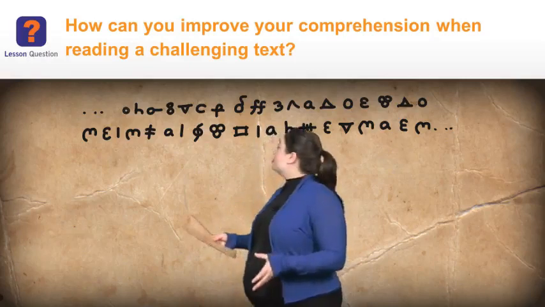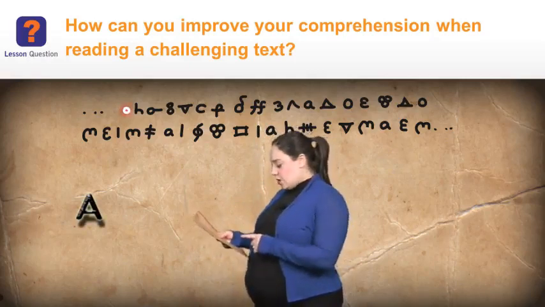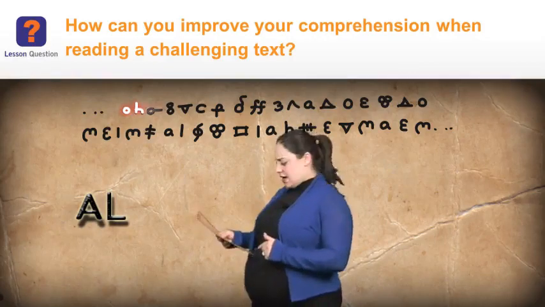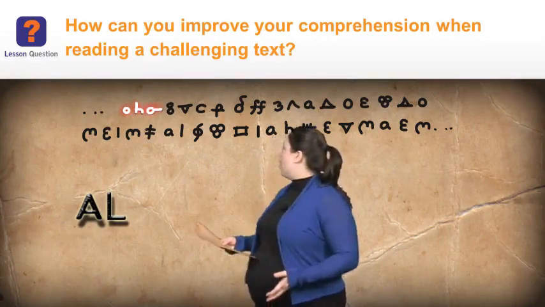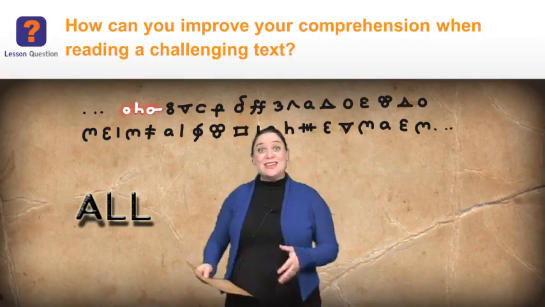Let's see, the first symbol is an A, then the next one is an L, and the one after that says to repeat the second one, so that's another L. So the first word of this code is all.